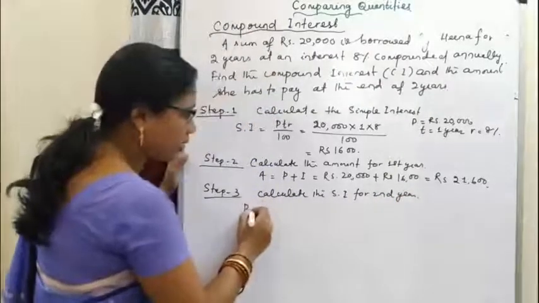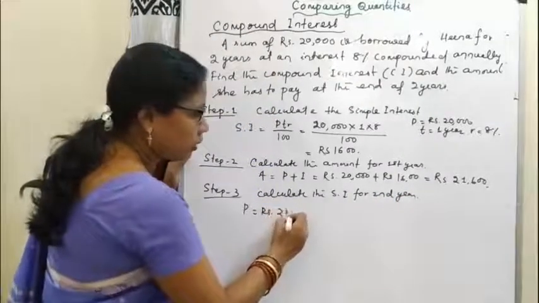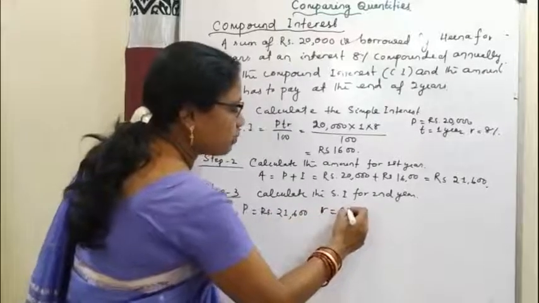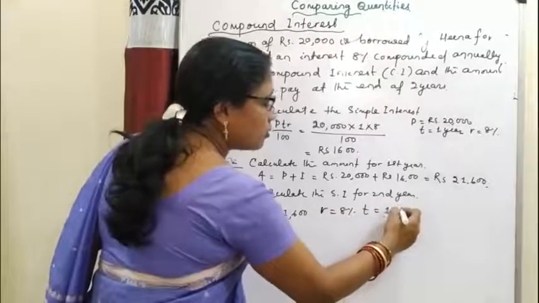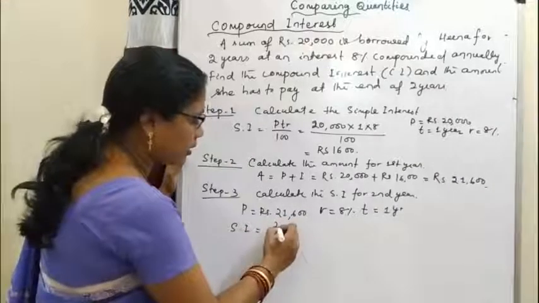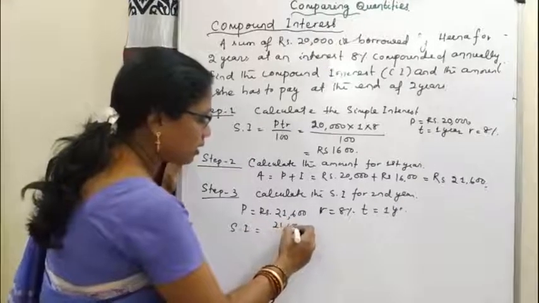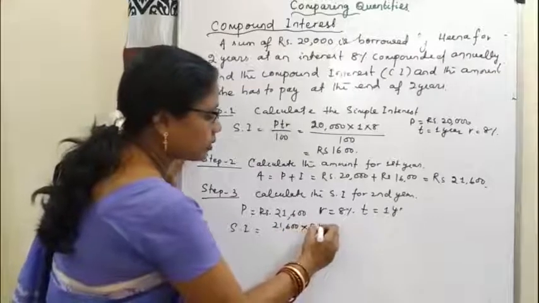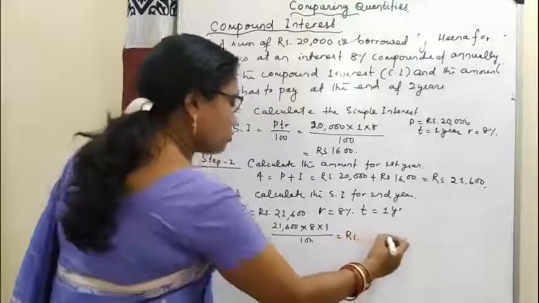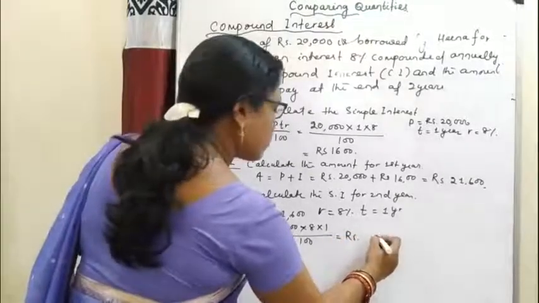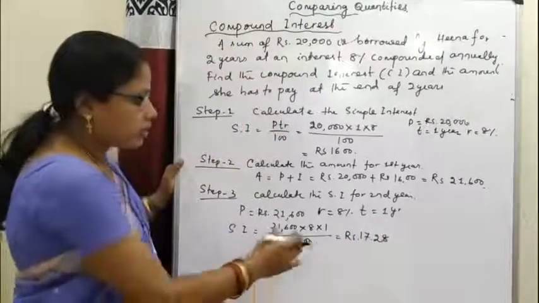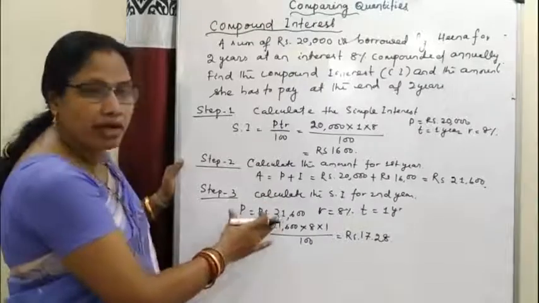So here principal is rupees 21,600. Interest rate is equal to 8%. So time is equal to 1 year. So simple interest is equal to PTR by 100, 21,600 into 8 into 1 divided by 100. So this is equal to rupees 1728. So this is the simple interest at the end of second year.